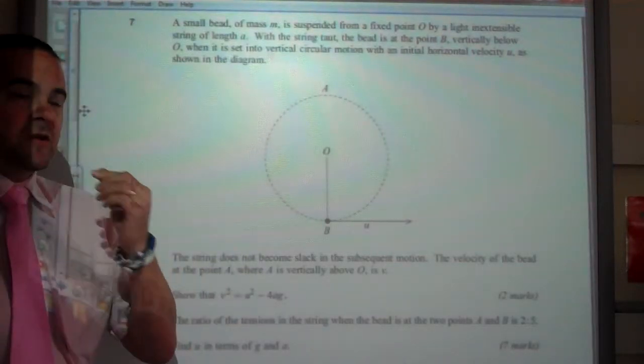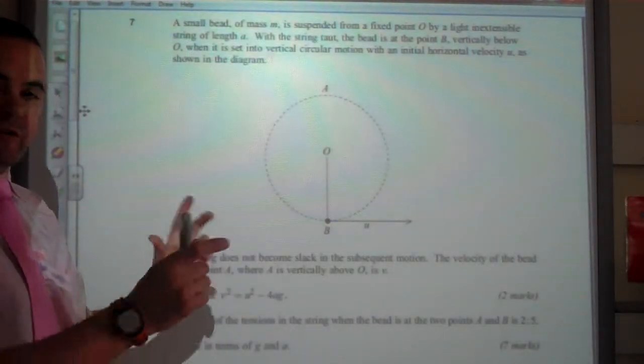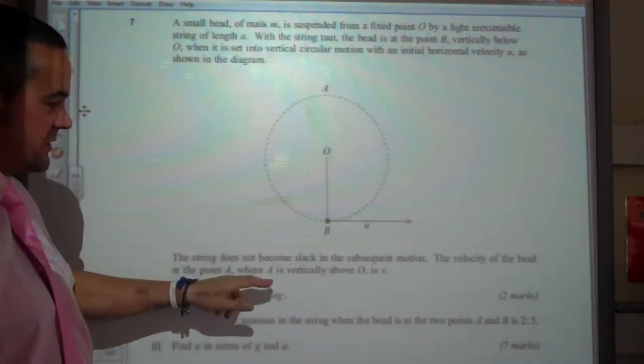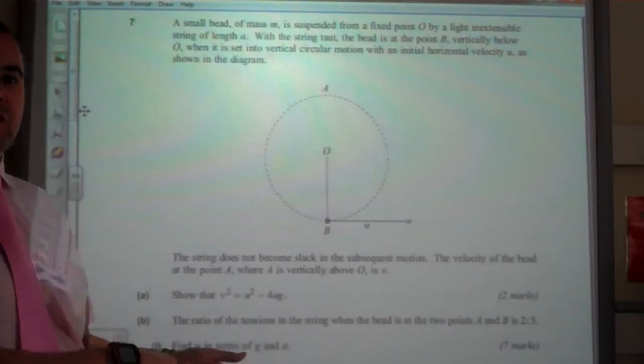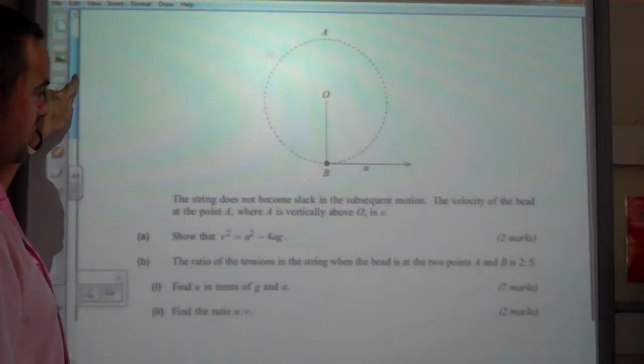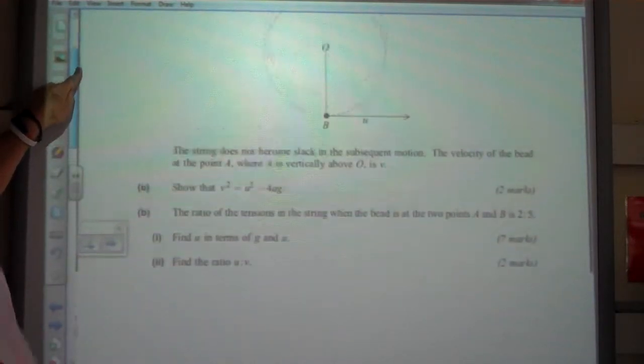Okay, this is question 7. I'm going to do question 8 also, but in a different video because otherwise the file's too big. I'll leave the question on here. You won't be able to see it, but I've got my notes so I can see the questions when we go further down. So the first question is you have to show v squared equals u squared minus 4ag on a vertical circle.